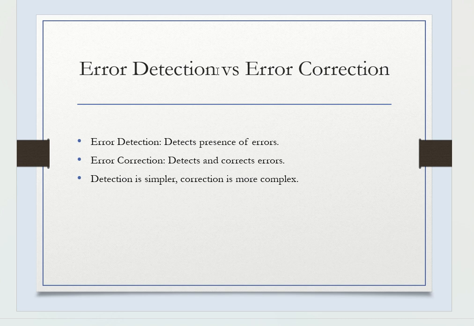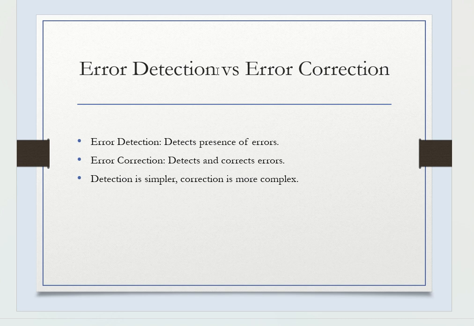Error detection alerts the receiver, and retransmission is requested. And error correction corrects the errors using redundant data. Techniques used in error detection: parity bits, checksum, CRC. Techniques used in error correction: Hamming code, Reed-Solomon code. Retransmission: in error detection, yes, it usually requires retransmission, and in error correction, no retransmission is needed.